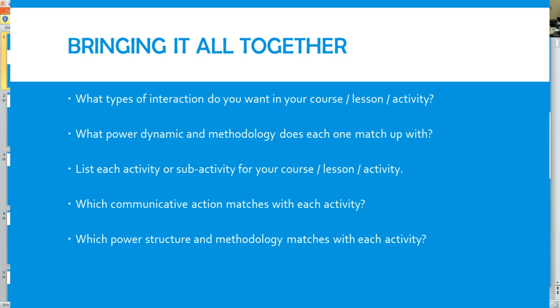List the communicative actions that you would use to accomplish those. And then list the methodology and power structure behind it. Basically what you're doing is looking for these things to align. And if there's not an alignment, but you have a good reason for them not aligning, then that'll be something to think through.